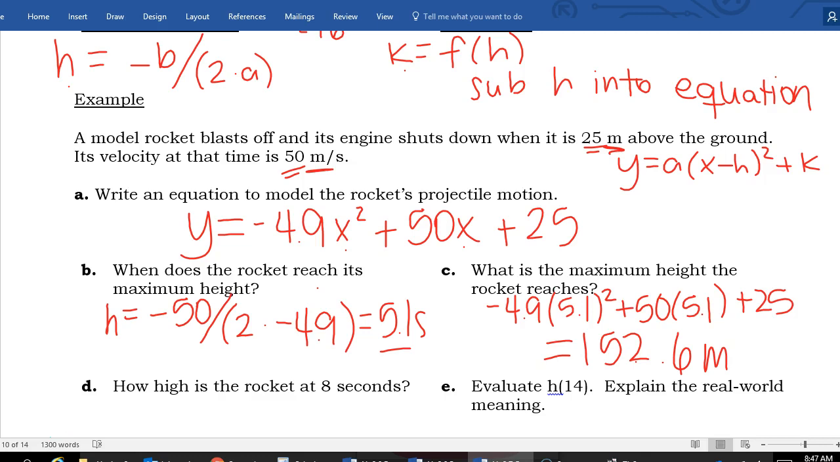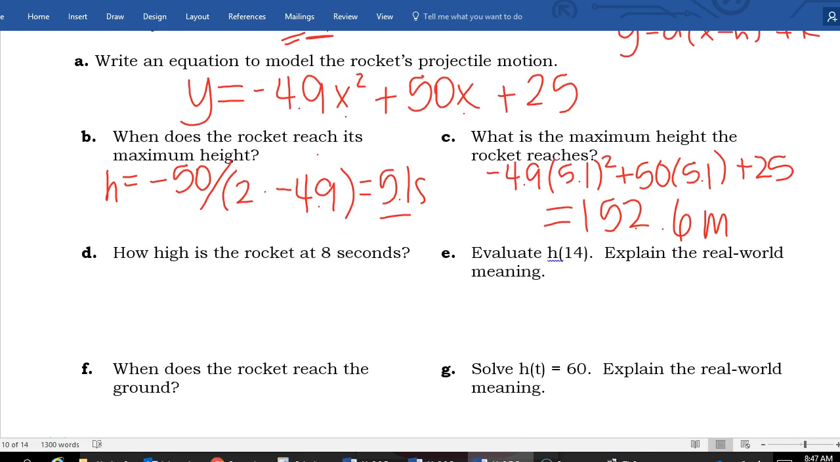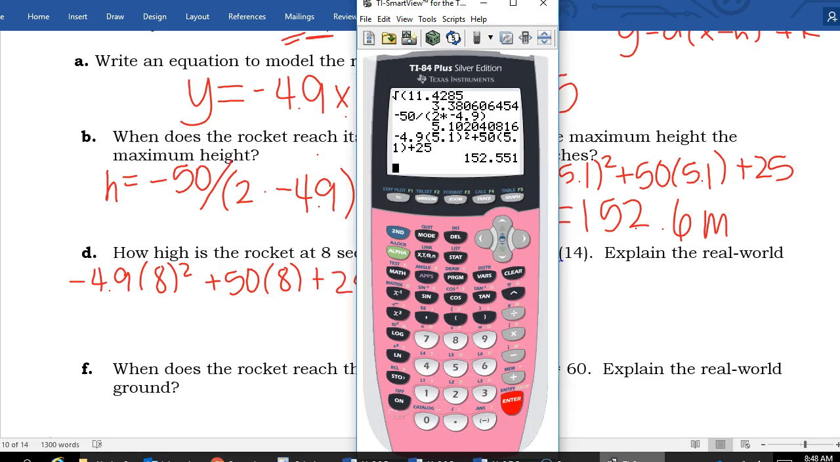How high is the rocket at 8 seconds? Again, we're going to just substitute 8 into the x of the equation. So that'll be negative 4.9 times 8 squared plus 50 times 8 plus 25. So same one here. I think maybe I can do this. So 8, and then we'll go over here, and we'll make that an 8 as well. So after 8 seconds, the rocket is 111 meters above the ground.